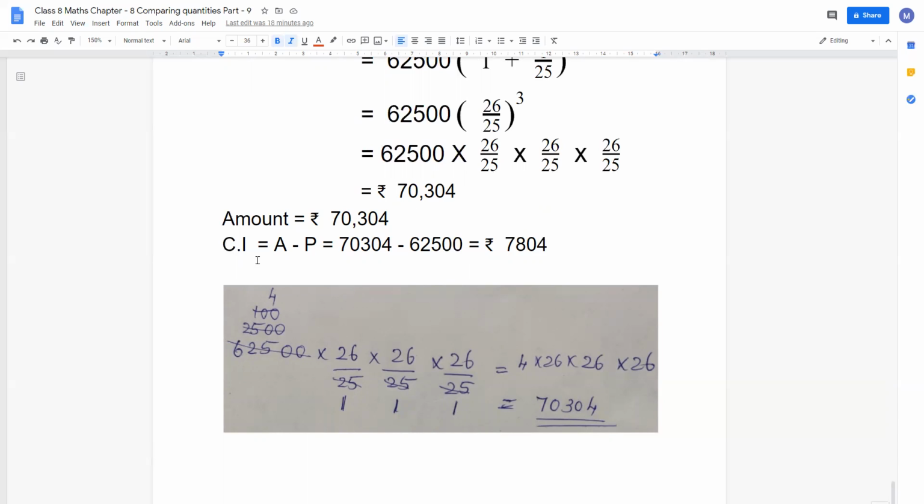Now compound interest equal to amount minus principal. So 70,304 minus the given principal 62,500. Subtracting you are getting 7,804. So 7,804 rupees is the compound interest and 70,304 is the amount. Okay. So we will conclude today's video here.